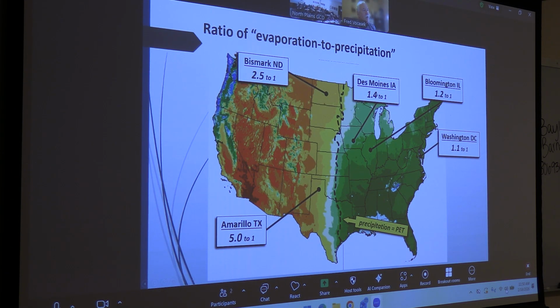We go to Bloomington, it's almost 1 to 1, which is why they have rivers and streams, because the evaporation is significantly lower and closer to the annual precipitation. In fact, this line here is where precipitation and evapotranspiration are approximately equal. So here it's drier, here it gets wetter.